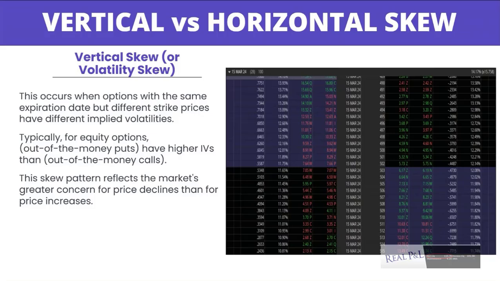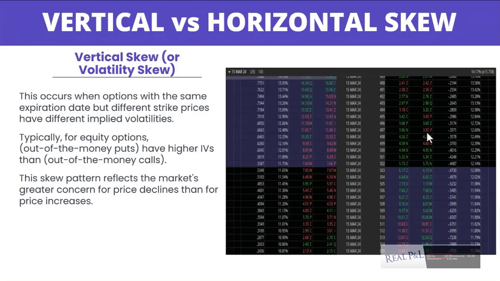Typically, for equity options, out of the money puts have higher implied volatility compared to out of the money calls. The skew pattern reflects the market's greater concern for price declines than for price increases. So for example, here you can see if we found a comparative one, let's say the puts over here.